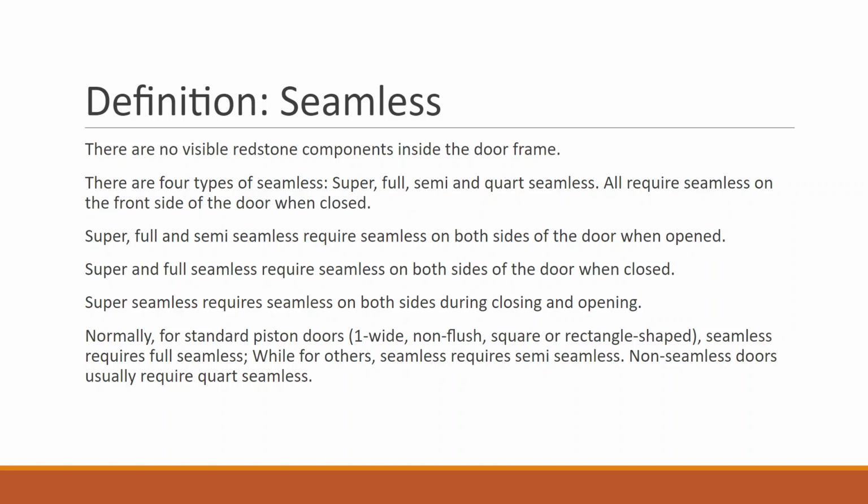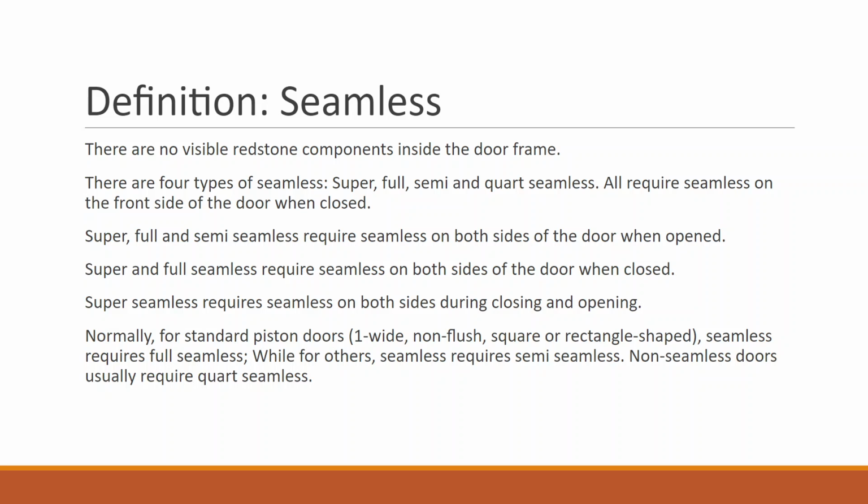Now we move on to seamless. Seamless is basically that there are no visible redstone components inside the door frame. But seamless can still get a bit more complicated because there are 4 types of seamless. There is super, full, semi, and quartz seamless. And all 4 types require seamless on the front side of the door when we close it.